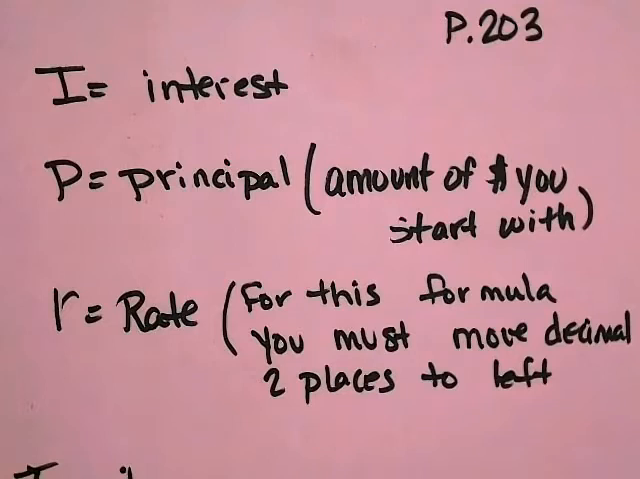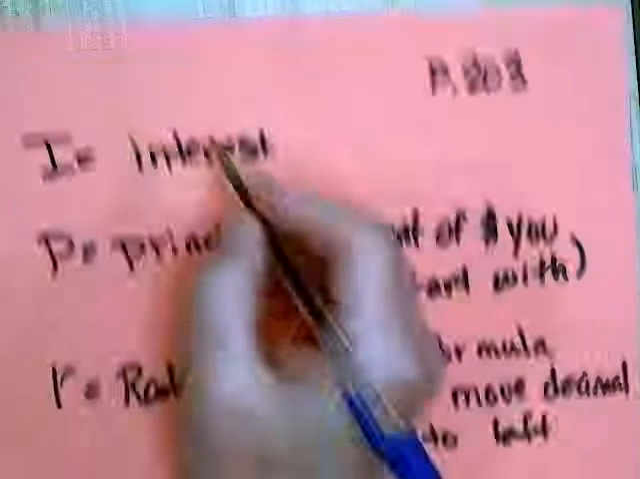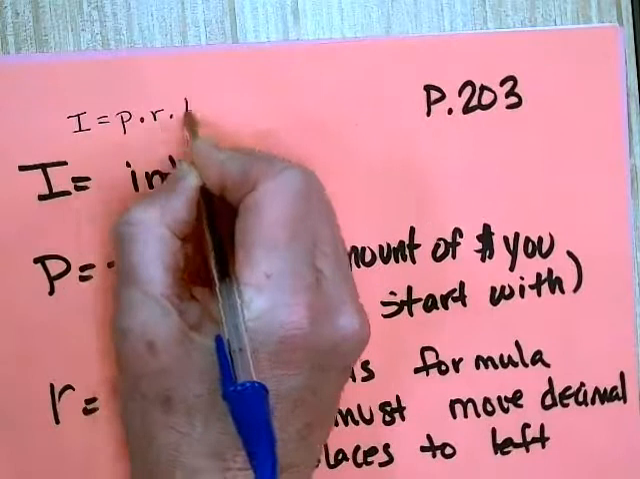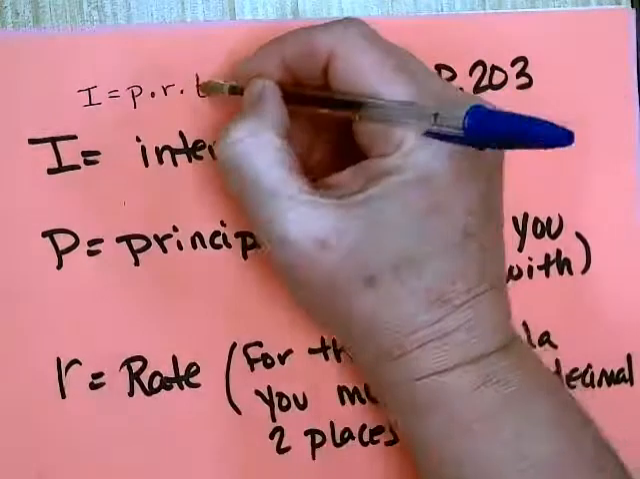Okay, this video goes in chapter 4 and it's from page 203 and we're going to talk about interest. There's a formula for interest that is I equals P times R times T. I'm going to teach you how to use that formula today.